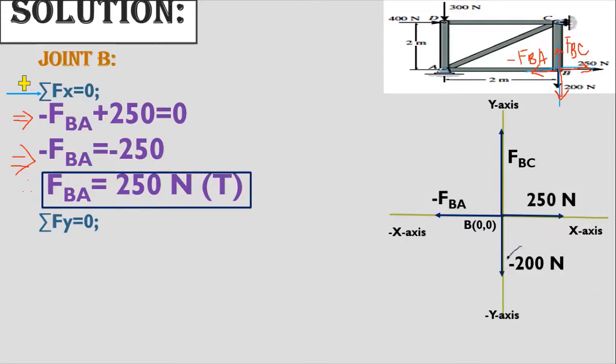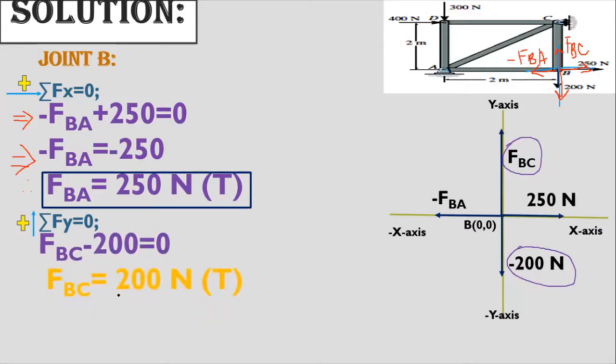So you can watch here, that is minus 200 Newton, and this is positive FBC. So then we have to sum up vertical forces here. How can we sum up? You can see here, FBC positive minus 200 equals 0. So FBC is coming out to be 200 Newton, and that is tensile force. This is the way to calculate the member forces. So we have calculated two member forces here, FBC and FBA.